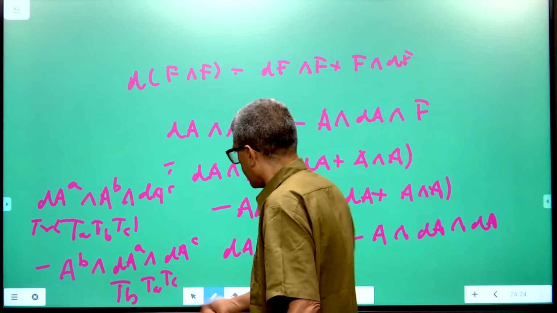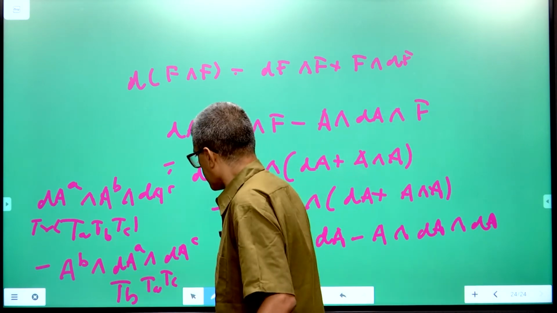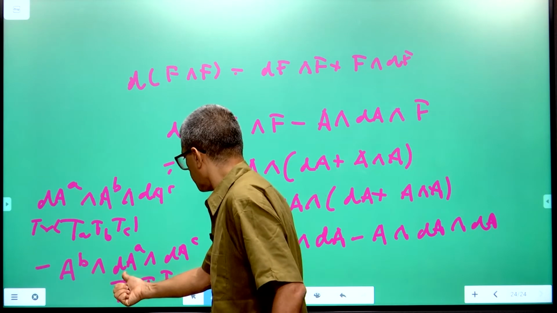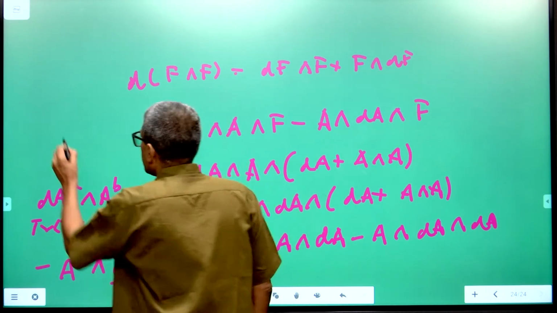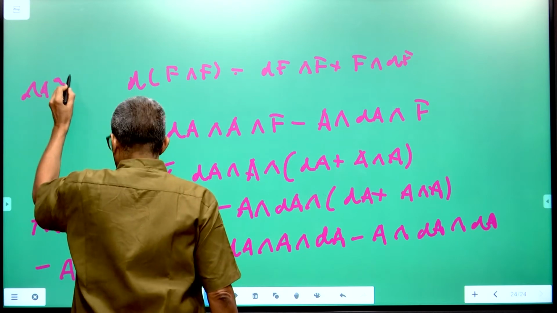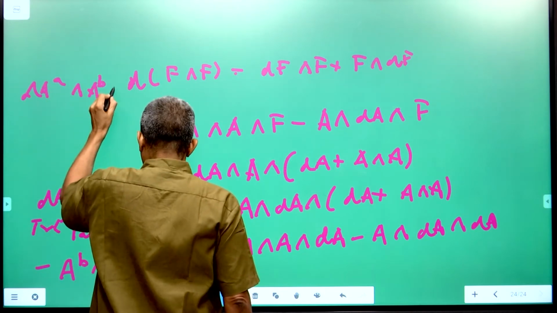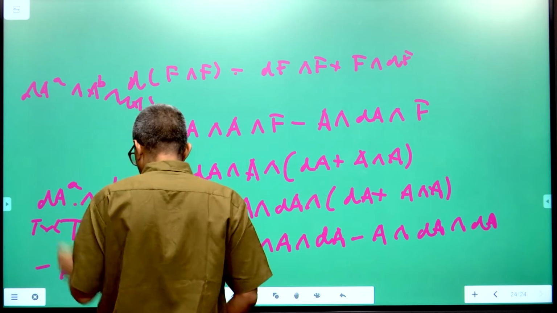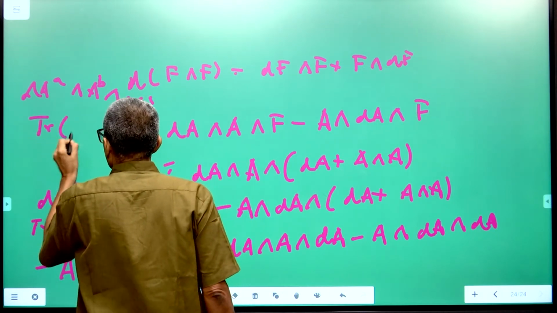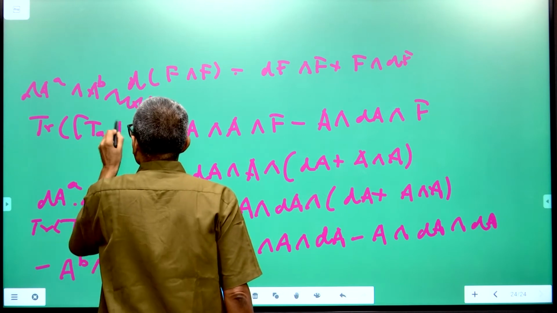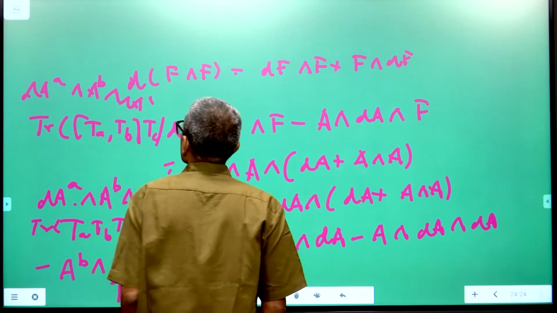These two are the same, right? I can slide AB to the middle here because this is a 2-form. So this form is the same as this form, right? So essentially you get dA wedge AB wedge dAC multiplied by TA TB TC minus TB TA TC, trace of that. So trace of TA, TB multiplied by TC, that's what you get here.